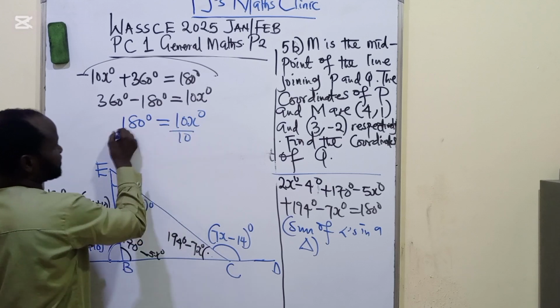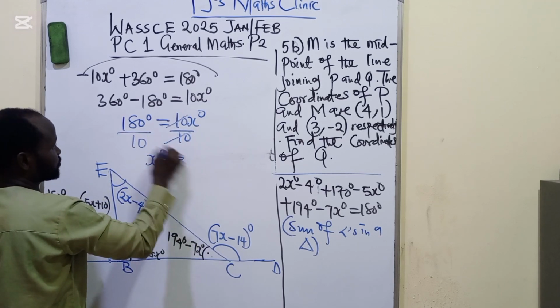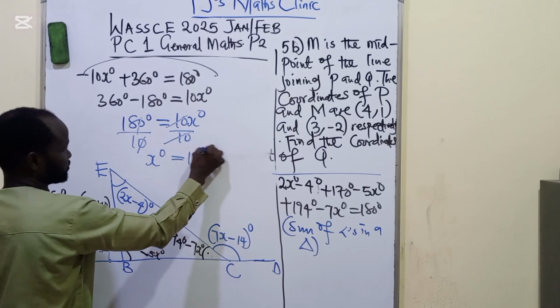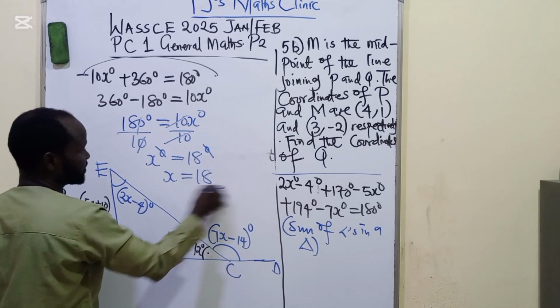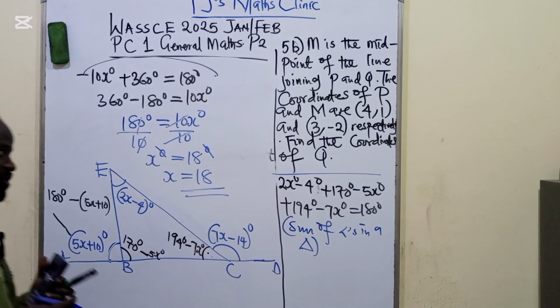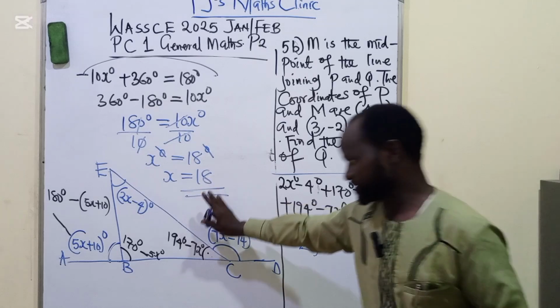We divide both sides by 10, so we can easily get x. X degree now will be equal to 18 degree. This degree will divide this. X now is nothing but 18. So the value of x that we're looking for is nothing but 18.